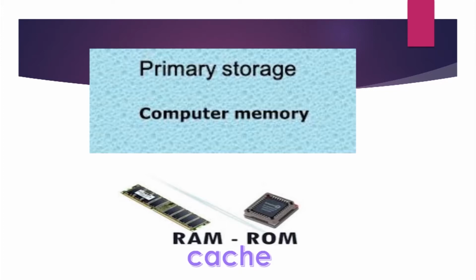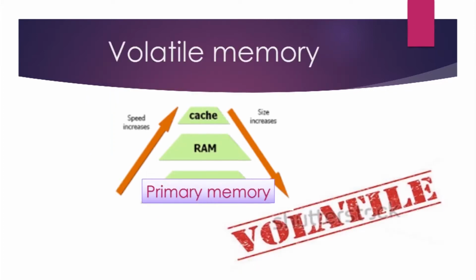Random access memory (RAM) and read-only memory (ROM) are both types of primary memory. It provides the main working space to the computer to store its data while performing tasks for users. It is non-addressable by the user. RAM and cache fall under the category of volatile memory.